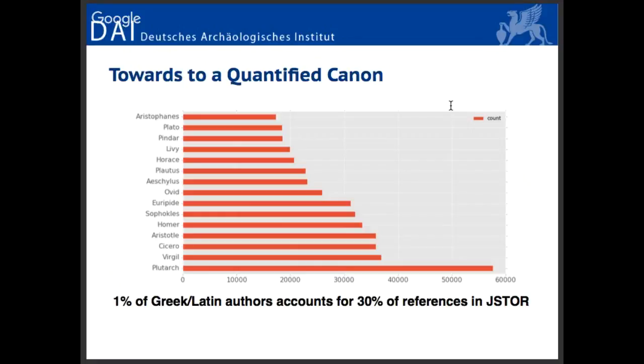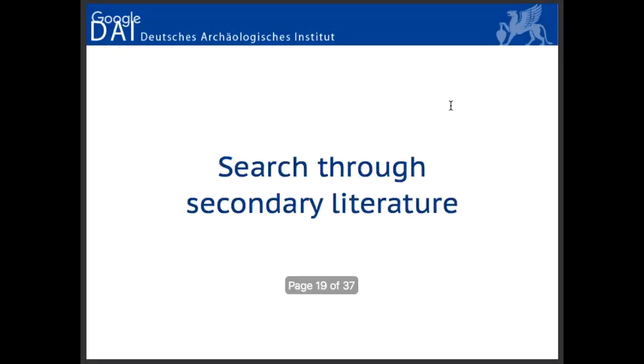And the interesting thing is also that 1% of the authors essentially captures 30% of the references I've extracted from JSTOR. Plutarch, as I said, is an anomaly. He will definitely be there even after cleaning the data, but there are some errors that boost the signal of Plutarch a bit in this example.